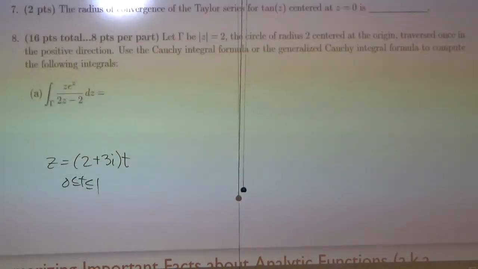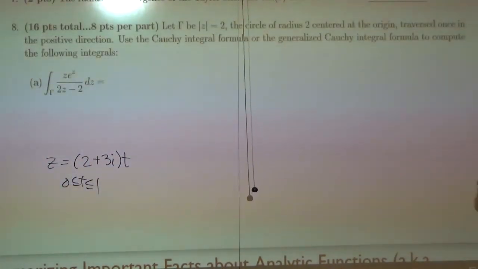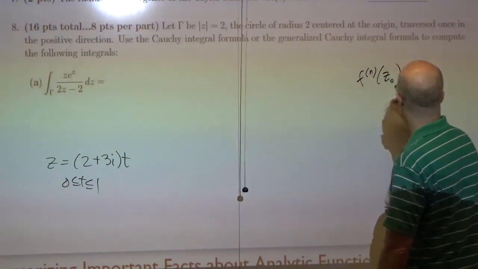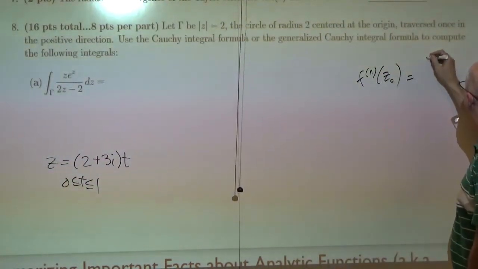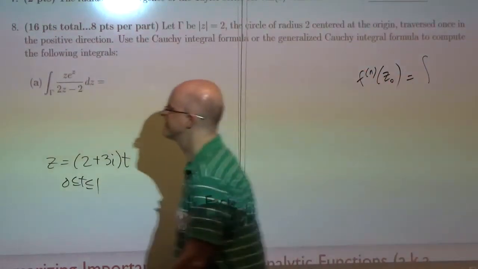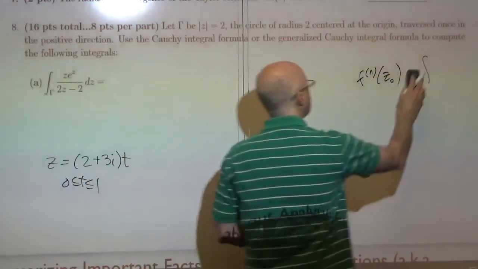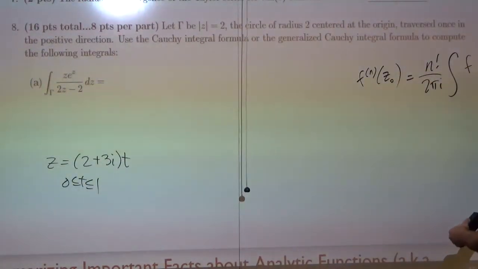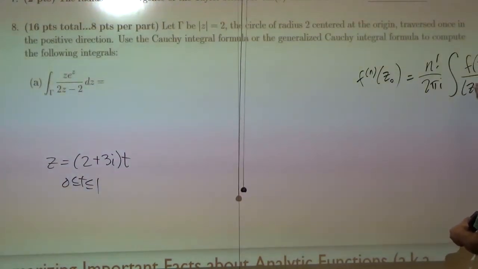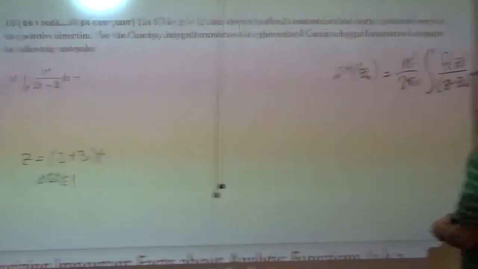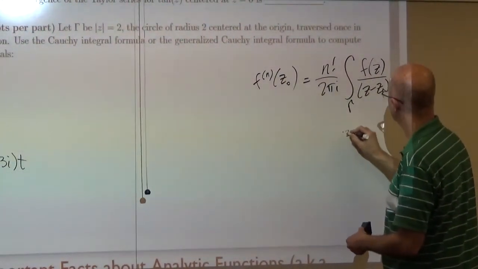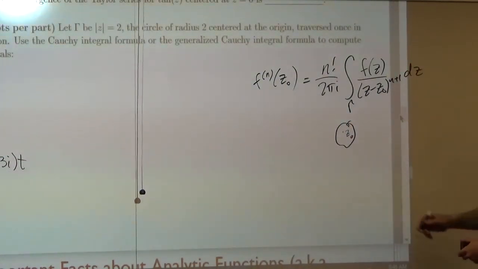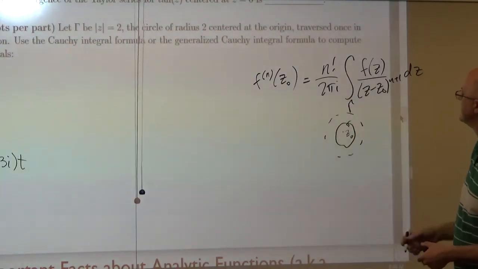Some true false. I'll let you think about the Cauchy integral formula for these two things. The Cauchy integral formula says the nth derivative of f at a point z0, where f is analytic, can be found as n factorial over 2 pi i times the integral of f of z over z minus z0 to the n plus first power, where gamma is some positively oriented simple closed curve around z0 and in the domain where f is analytic.